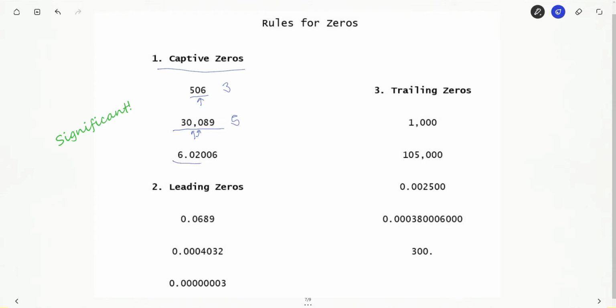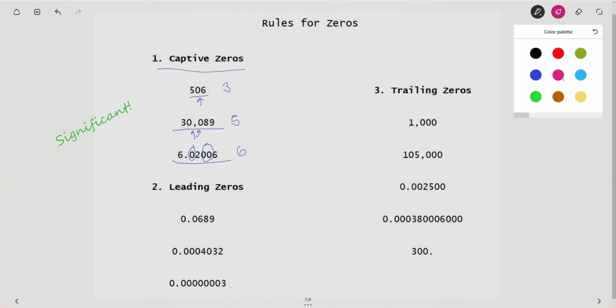All right, let's check out my third example for captive zeros. You see I have 2 different sets of captive zeros. I have a single captive 0 there and 2 captive zeros there. But again, they're all still captive zeros even though they're in different places in the number. So they are all significant. So my third example here has 6 sig figs. All right, so captive zeros, yes, significant. Rule number 1 down. Let's head on to rule number 2.